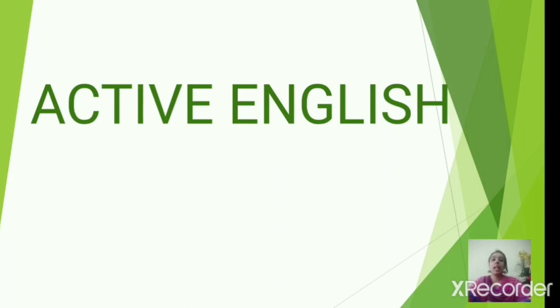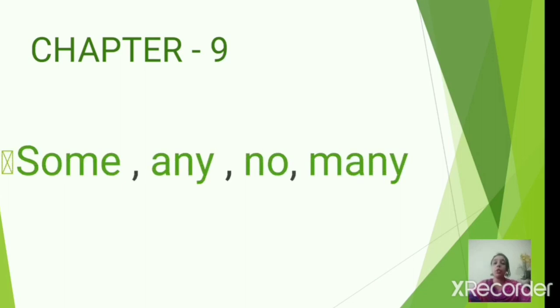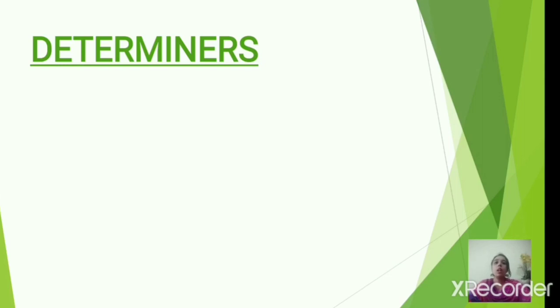This is an active English period. In active English period, we are going to learn chapter number 9. In chapter number 9, topics are some, any, no, many. As of now, in chapter number 7 and chapter number 8, we learned about determiners and its types. But what are determiners? Before I start chapter number 9, I will teach you determiners.